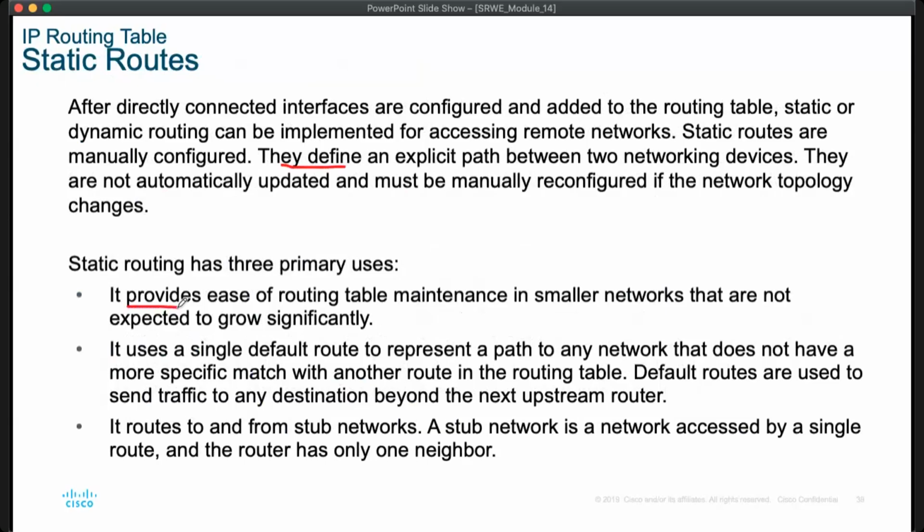Second, it uses a single default route to represent a path to any network that does not have a more specific match with a destination route in the routing table. Default routes are used to send traffic to any destination beyond the next upstream router. Third, it routes to and from stub networks. A stub network is a network accessed by a single route, and the router has only one neighbor.